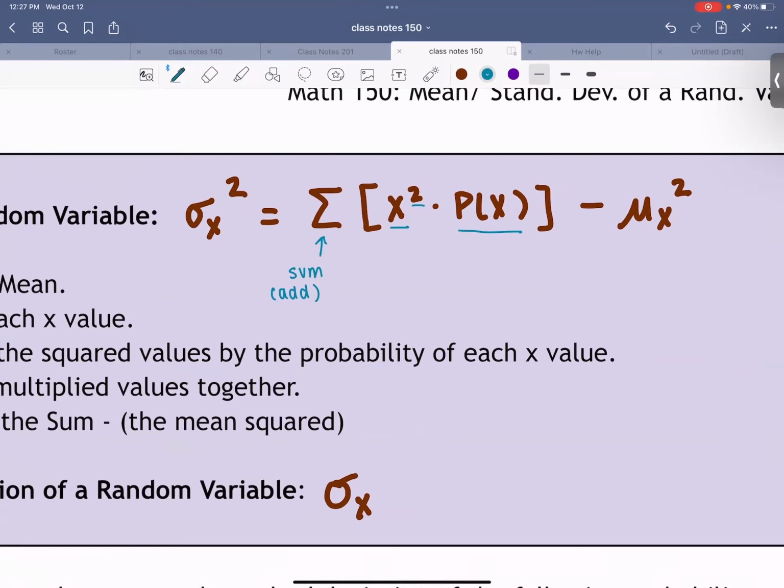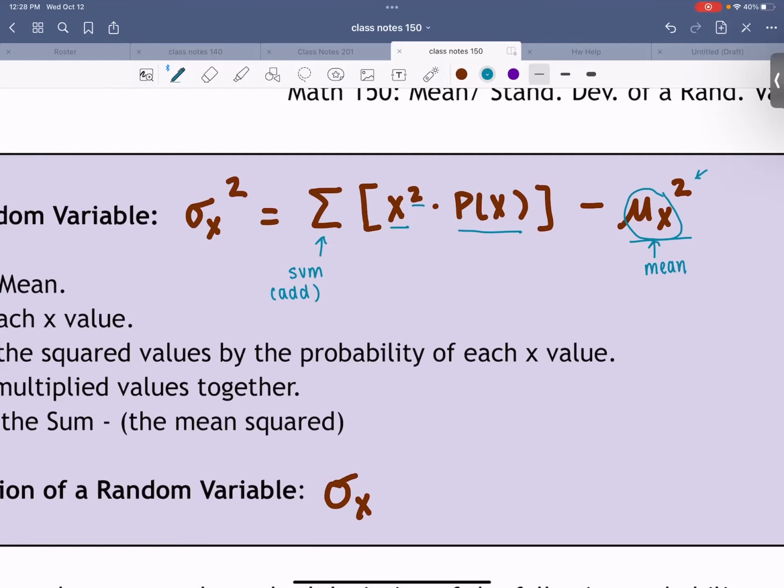Once we're done adding up, we're going to subtract off this thing. What is mu x? What is this guy? Yeah, good. It's the mean, right? This is what we just learned how to find. Mu x is our mean. And we also have to square it, right? So subtract off the mean squared.